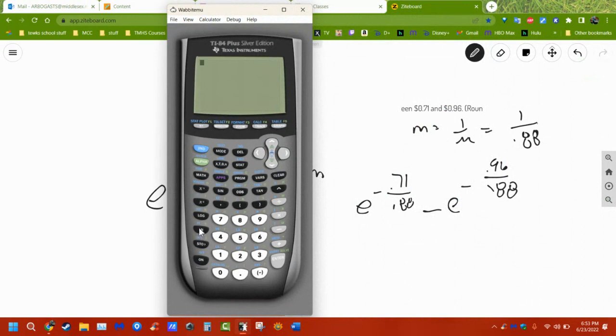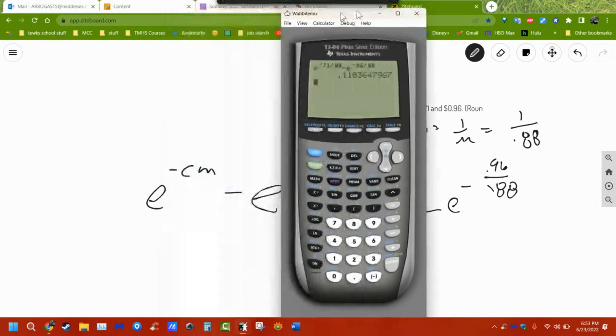we have the e to the power, which is right here above the natural log, the second natural log, negative 0.71 divided by 0.88. And then I have to use the right arrow to get back down. So I do the minus, second ln negative 0.96 divided by 0.88. Enter. And I get my value here.